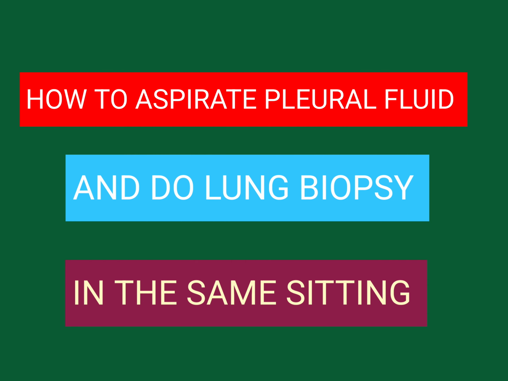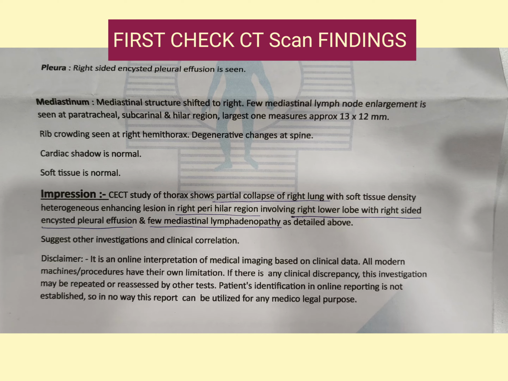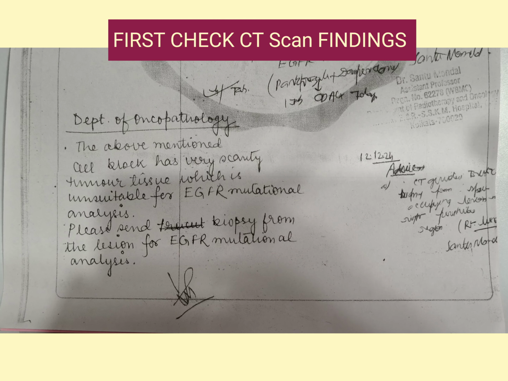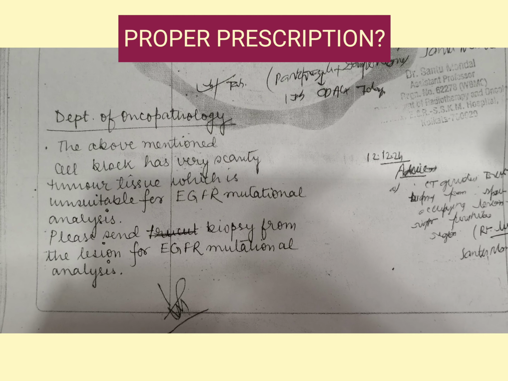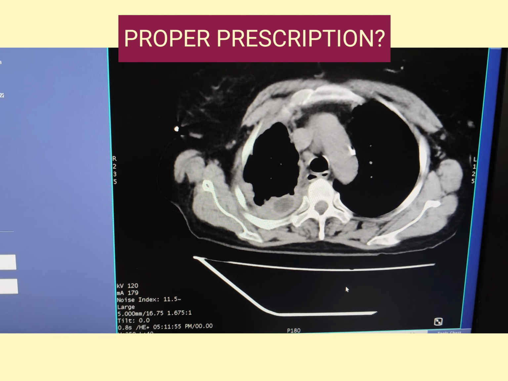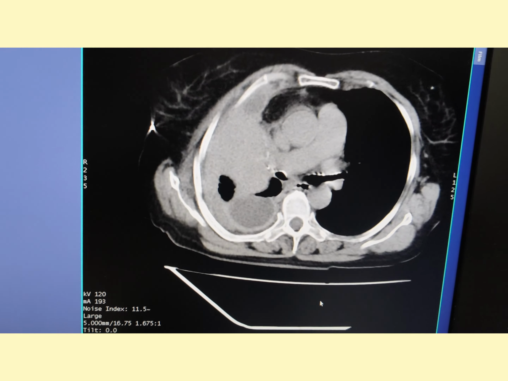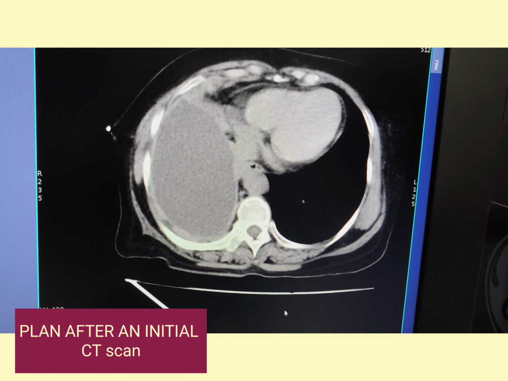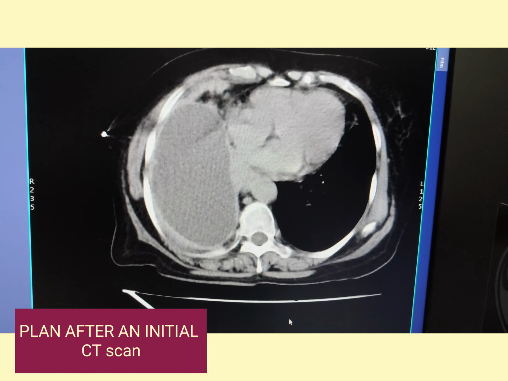How to do lung biopsy and aspirate pleural fluid in the same sitting. First, check previous CT scan reports and other findings and verify with the prescription or medical advice. After verifying all details, do a check CT scan to assess the feasibility of the biopsy and aspiration of fluid.